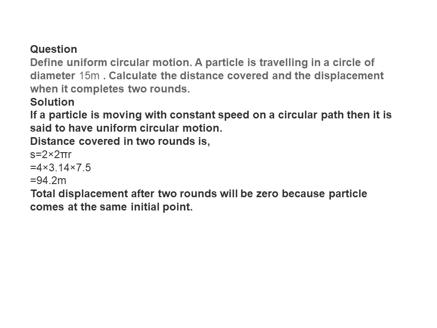So we know the circumference of half circle is equal to pi r. Define uniform circular motion. A particle is traveling in a circle of diameter 15 meter. Calculate the distance covered and the displacement when it completes 2 rounds.